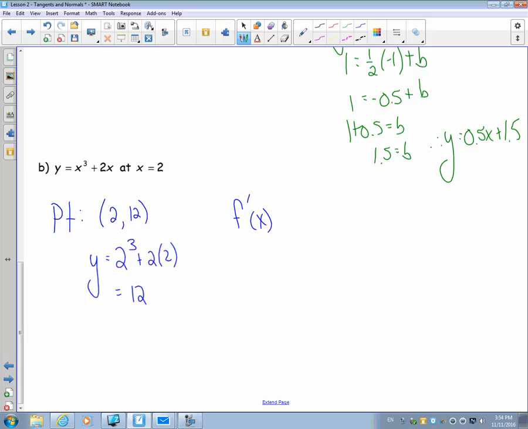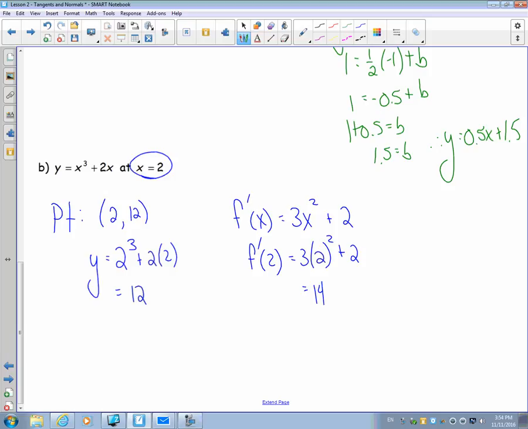My derivative will get me a slope. So let's get a derivative. We'll get 3x squared plus 2. I want the slope at the value of 2. Everything's about where x is 2, right? So 3 times 2 squared plus 2 will give us 14.